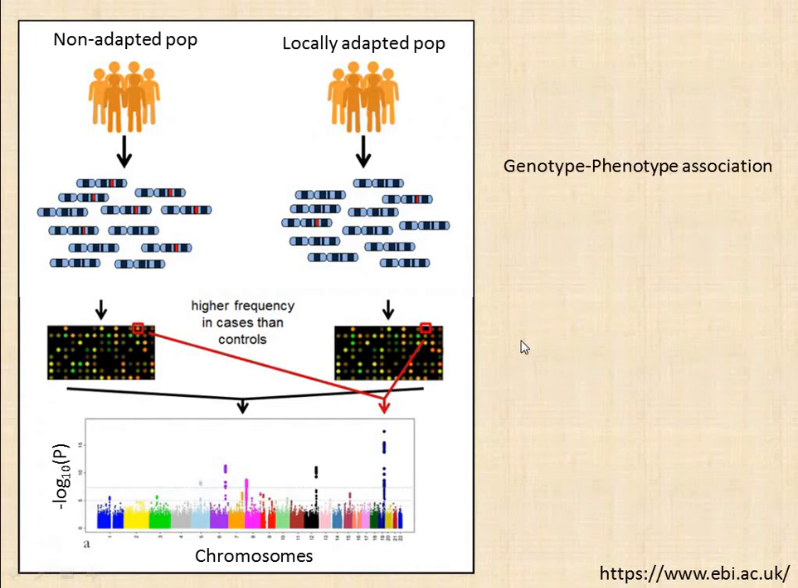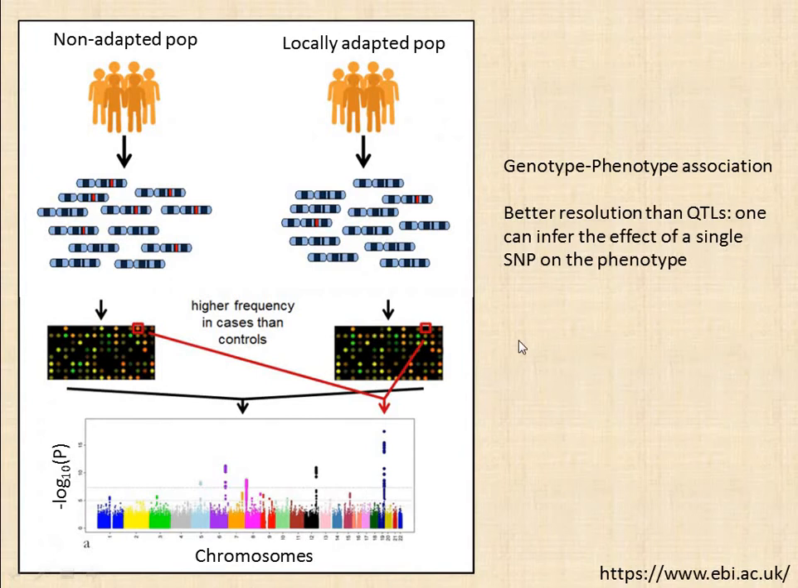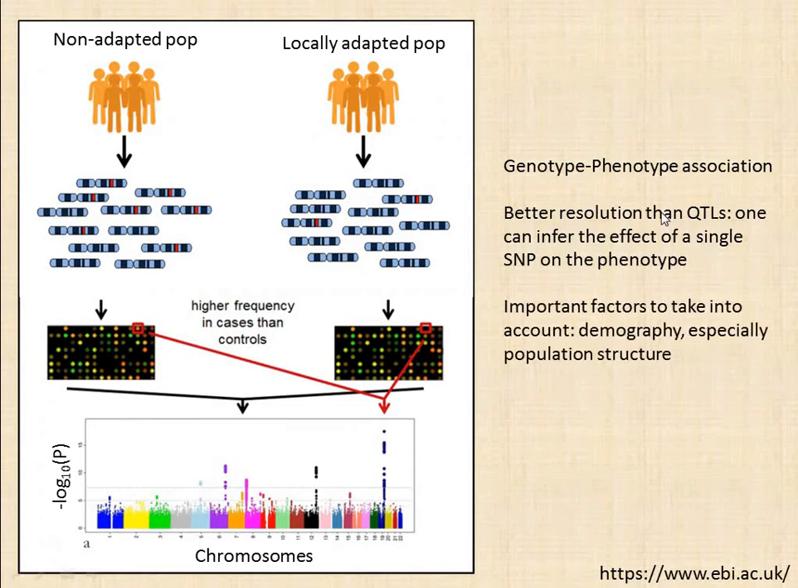So again, in the end, it's the same idea. You do a genotype-phenotype association, except that you group. You know a priori the phenotype, so locally adapted, you group them, you sequence them, and you obtain genotyping. It has a better resolution than QTLs in general. If it works well, you can basically find a single SNP, for single nucleotide polymorphism. You can find the effect of a single SNP on the phenotype, rather than large regions, which are harder to find or to associate functionally with a phenotype.